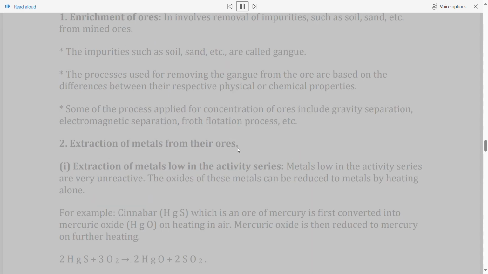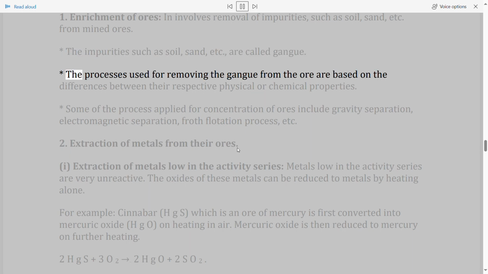1. Enrichment of ores involves removal of impurities, such as soil, sand, etc. from mined ores. The impurities such as soil, sand, etc. are called gangue.